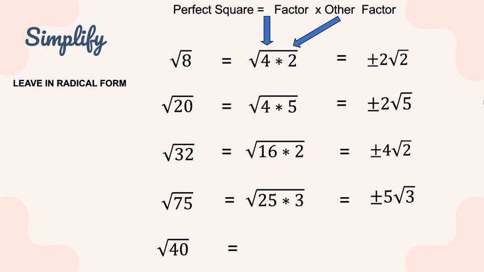Last one we've got here, we have the square root of 40. Okay, I know that 4 goes into the square root of 40. I don't know of anything bigger, so we're going to do 4 times 10. I can take the square root of 4, that's plus or minus 2. There is no perfect square that goes into 10, so I have plus or minus 2 times the square root of 10, and that is equal to the square root of 40.